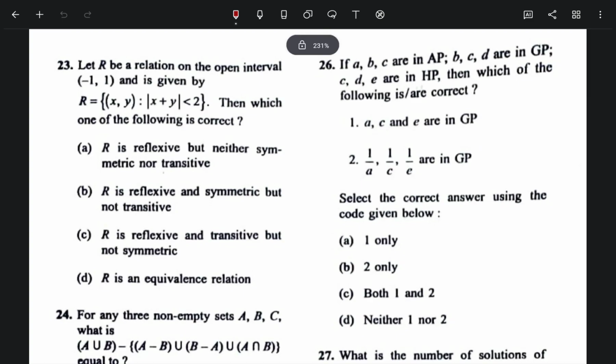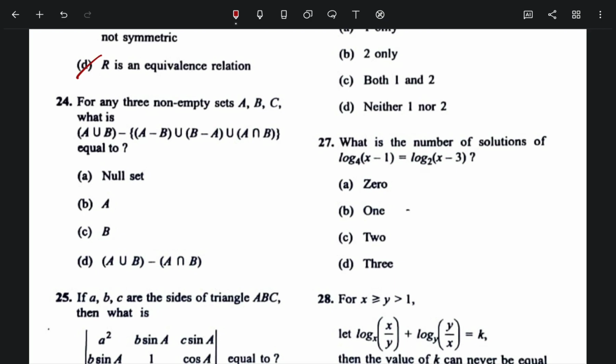It's 23. So this definitely will be an equivalence relation. You can check. You just apply the values of x and y, and since x and y vary between negative 1 and 1, and it should always be less than 2, it will always be, because you cannot take 1 and 1, all the values have to be less than 1 and 1. So if you add them, you will definitely get values less than 2. So 24, the answer is A.